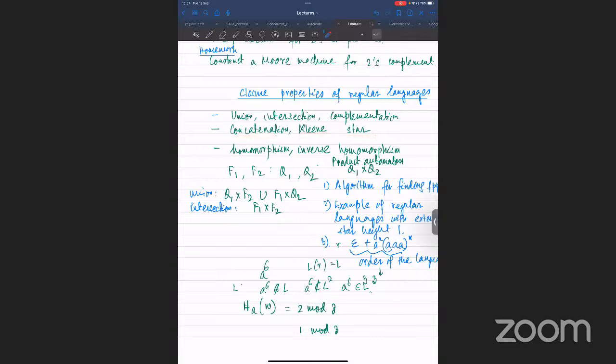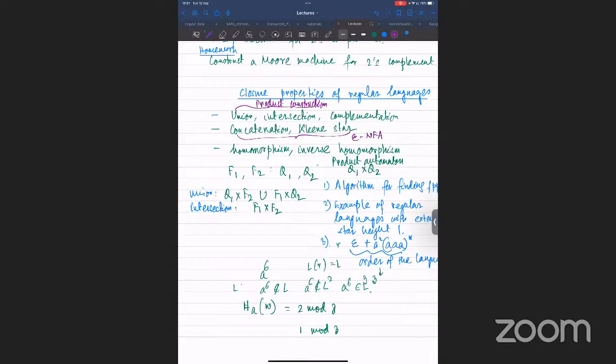And then we also looked at concatenation and Kleene star. How did we do that? By looking at the epsilon NFA, right? So these were by product construction. These were by Kleene star. These were by, we looked at epsilon NFA.